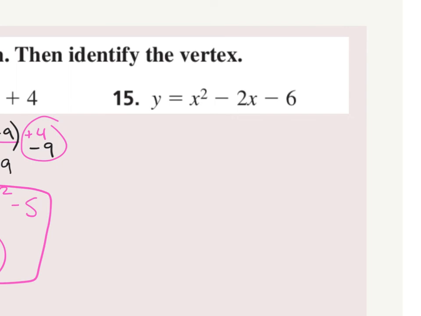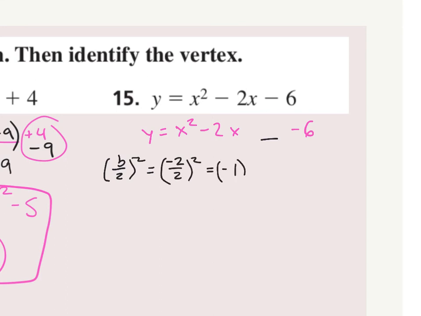Okay, for 15, we need to complete the square. So we have x squared minus 2x minus 6. In our blank here, we have b over 2 squared. Our b is negative 2. Negative 2 over 2 squared is negative 1 squared, which is just 1. So we are adding 1 in here. If we are doing it on the same side, we need to do the inverse, so we subtract 1.